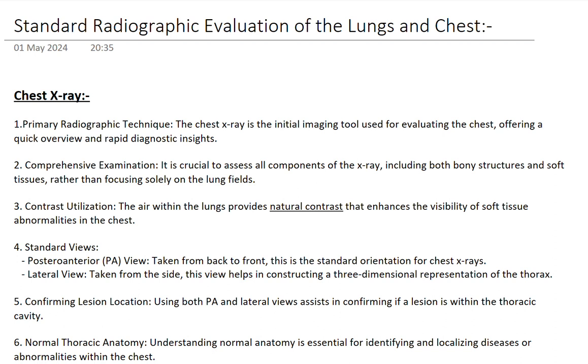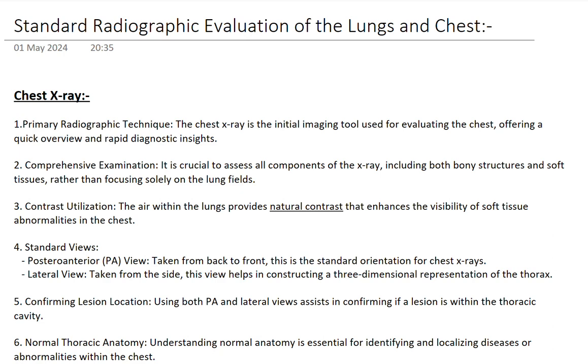3. Contrast utilization. The air within the lungs provides natural contrast that enhances the visibility of soft tissue abnormalities in the chest. 4. Standard views. Posterior-anterior, PA view: taken from back to front, this is the standard orientation for chest X-rays. Lateral view: taken from the side, this view helps in constructing a three-dimensional representation of the thorax. 5. Confirming lesion location. Using both PA and lateral views assists in confirming if a lesion is within the thoracic cavity.